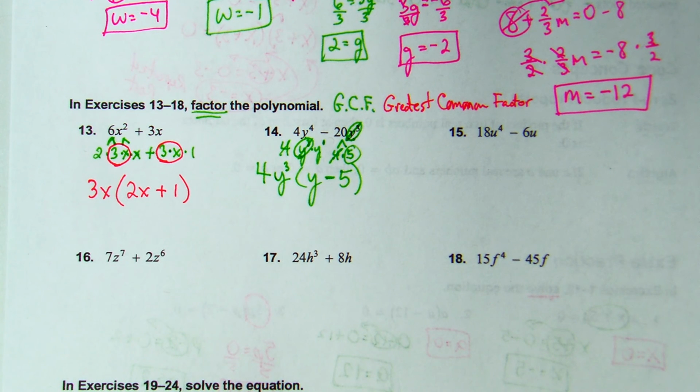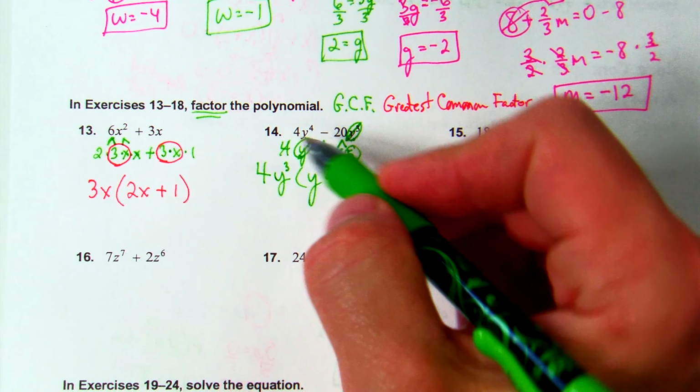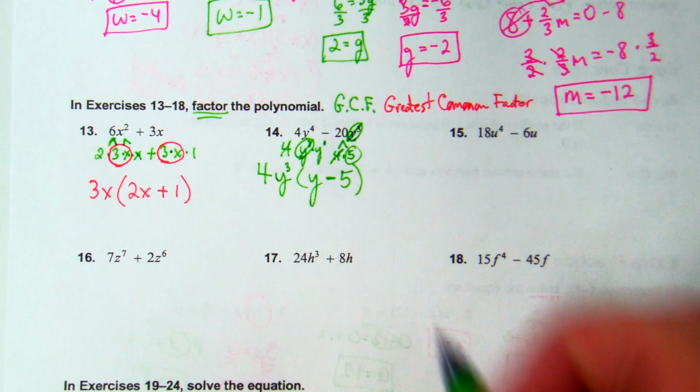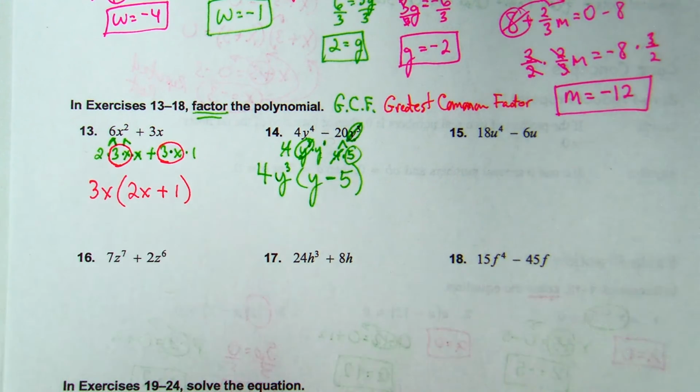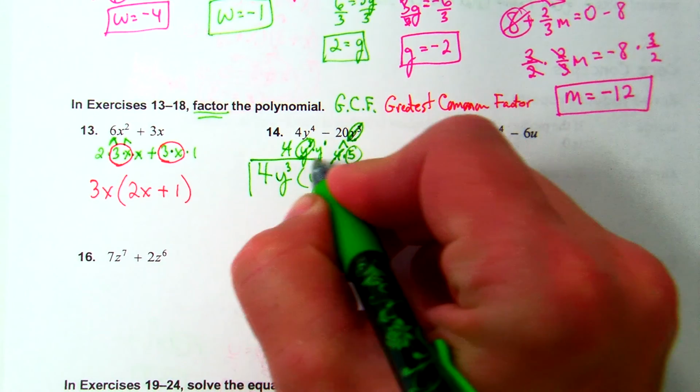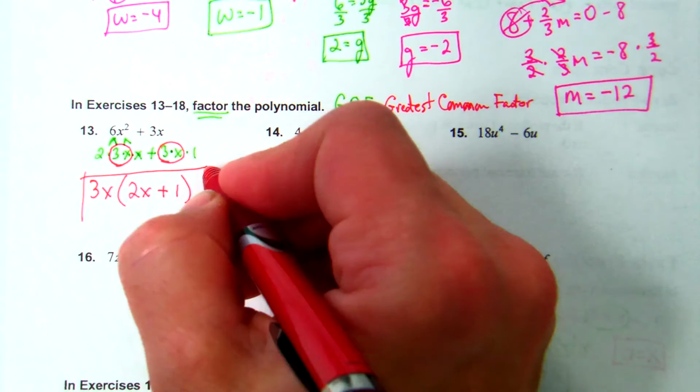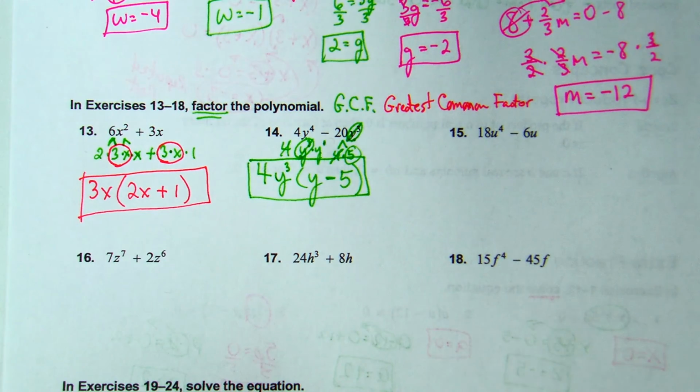4y cubed times y minus 5 in parentheses will give you the same polynomial that we have for number 14. Okay, so let's box that in so we can make sure that we know those are the answers for that one. Let's look at number 15.